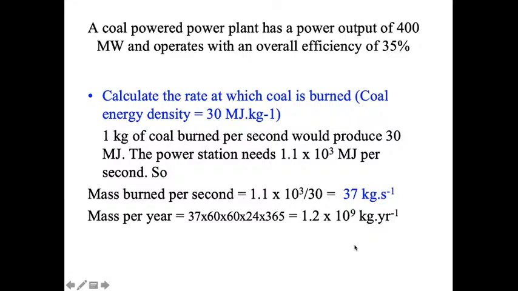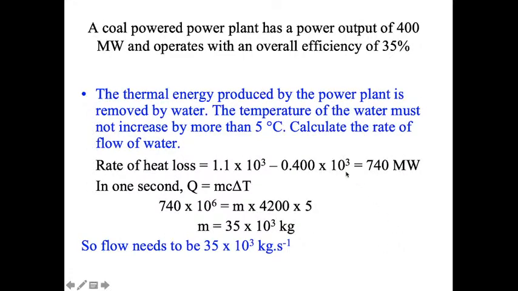So just to produce these 400 megawatts at this power plant, we're needing to burn 1.2 million kilograms a year. Yikes.